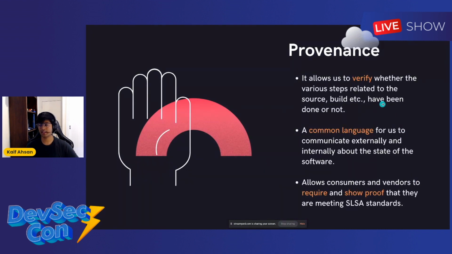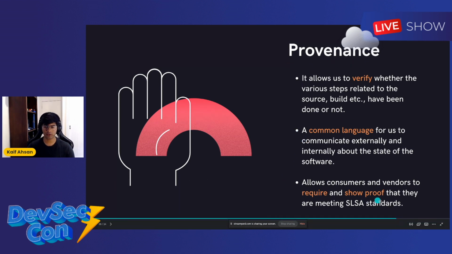And all this is done via something called the provenance. The provenance allows you to verify all these things by giving you a common language to validate this externally and internally. So what it means is we can tell our customers, hey, this is how we are doing SLSA. These are the different steps, and this is actually what we're doing. And it's not just about telling them, they can also verify that the software you have created and the one they have is the same one. And how? That's where the things mentioned in the provenance section allow you to do that.